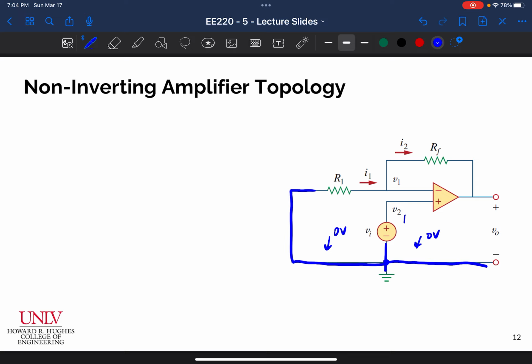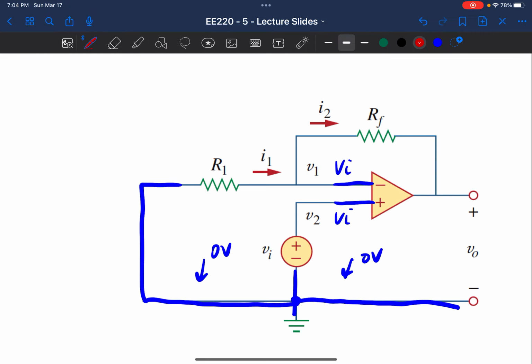And since we have a voltage source here, we're going to end up with a voltage of VI at the plus terminal. And again, we're going to invoke our golden rule. And so that means I'm going to end up with VI at the minus terminal as well, because the voltage at the two input terminals has to be the same. Let's recall also that there will be no current flowing into the op amp. So in this case, again, I1 is going to be equal to I2. All the current that flows here is going to flow here. None of it will go this way, okay?